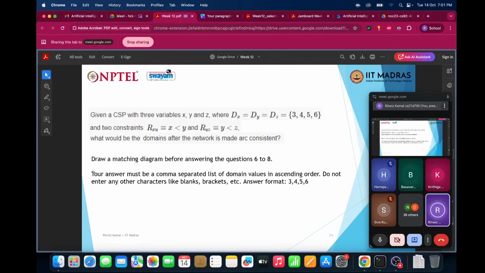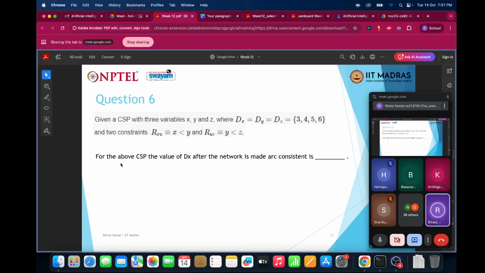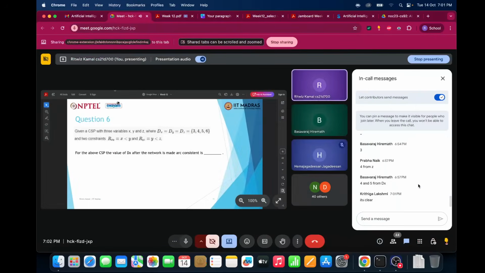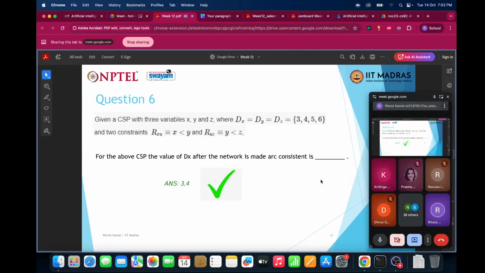And it has said that your answer must be a comma separated list of domain values in ascending order. So you can have a look at this. What is the question? The question tells us, for the given CSP, the value of dx after the network is made arc consistent is. So what will be the answer here? 3 and 4. Correct. Yes, 3 comma 4.